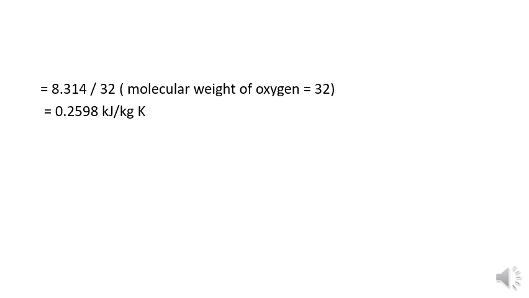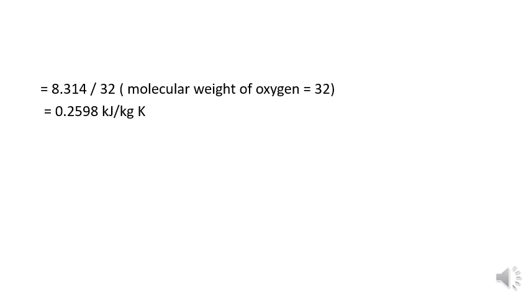So we have to remember that formula. R is equal to Ru divided by M. M is the molecular weight of the particular gas. So here what they have given is oxygen. The molecular weight of oxygen is 32. So we have to calculate the R value by using the formula.